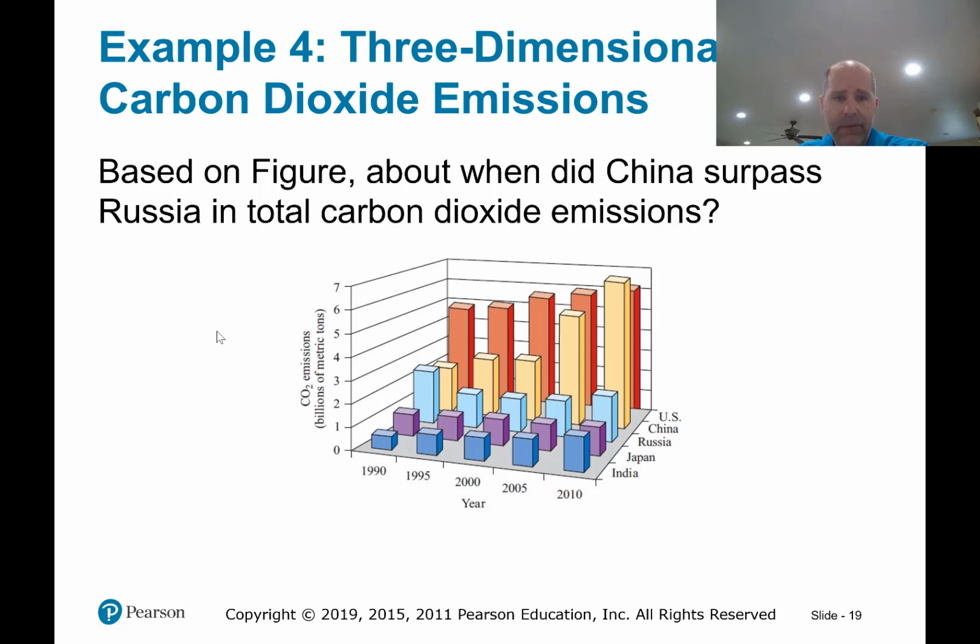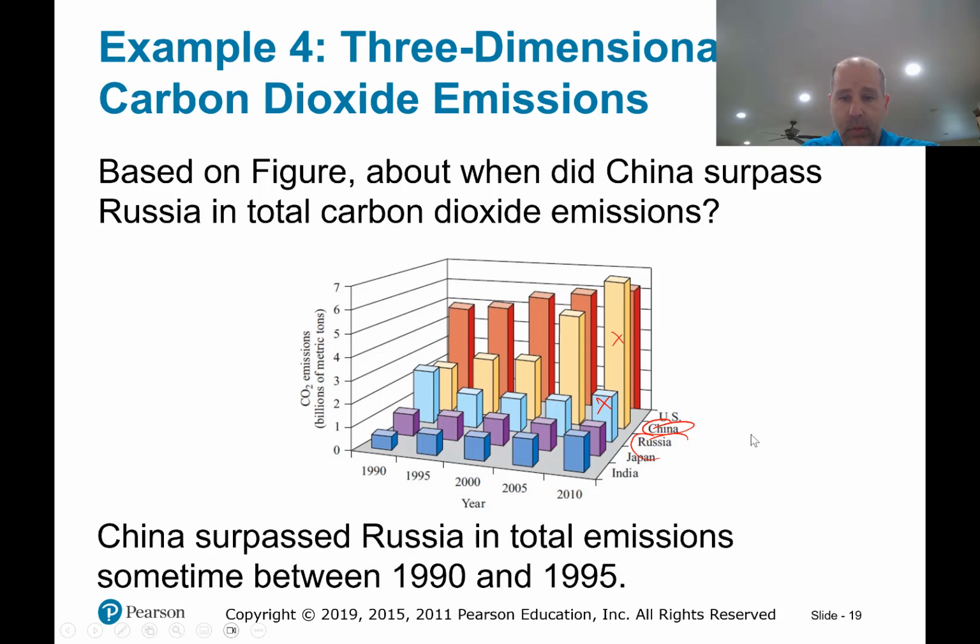So it says, based on the figure, about when did China surpass Russia in total carbon dioxide emissions? Okay, so we've got China and Russia. China's the yellow, and Russia is the light blue. I would say that China surpassed Russia in total carbon dioxide emissions between 1990 and 1995, is what I'm guessing.